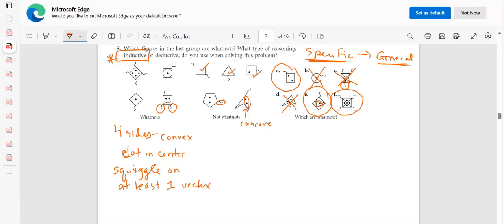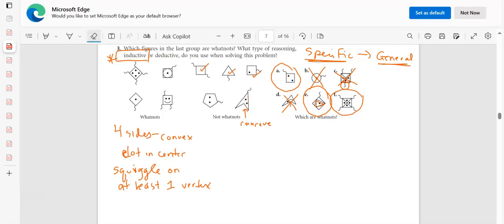So let's take a look. What makes something a whatnot? As I'm looking at these different whatnots, I'm noticing that they all have 4 sides, even though there could be some extra shape in the middle. They all have dots inside of them somewhere, even though there could be something extra inside. And then they all have a squiggle on at least one vertex. So that is what I'm concluding right now is going to start to make my whatnots.